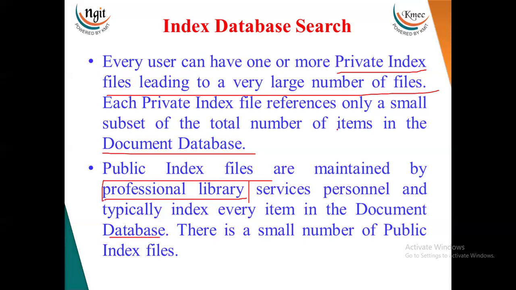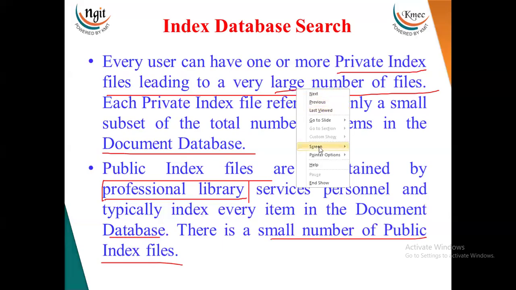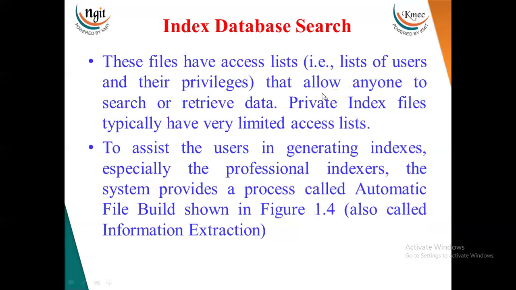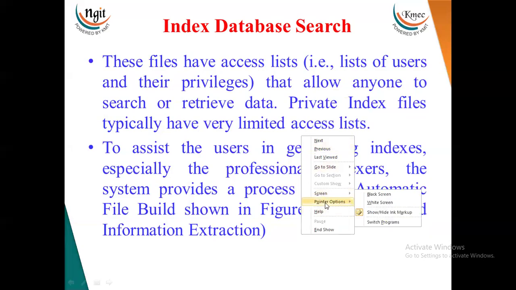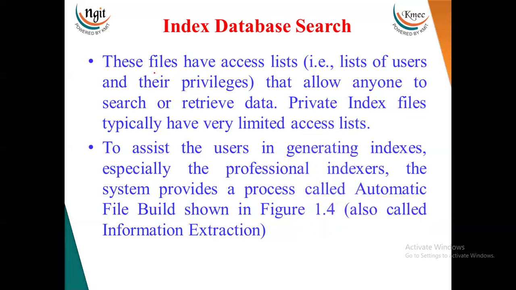Okay, but when you're talking about this, there will be a very large number of private files, but a very small number of public index files. Private will always be large because it depends on person to person and user to user. So for file access, public will have the access list of the users and their privileges. But private index will have only limited access. As you know, private cannot be shared with everyone.